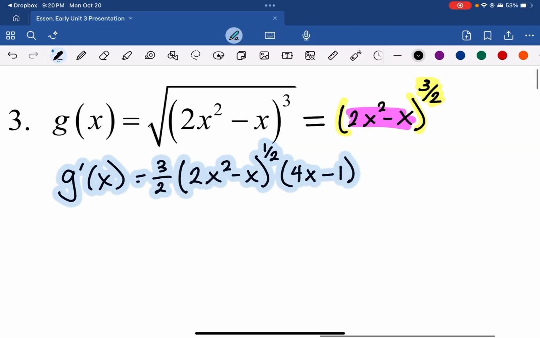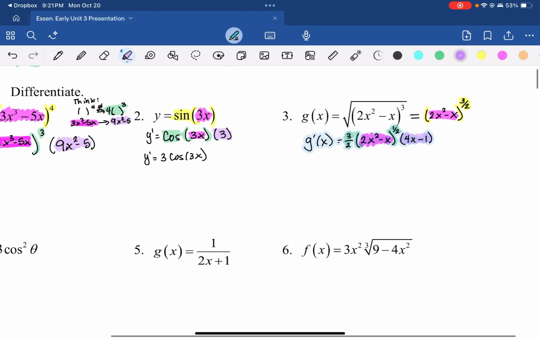Okay, I'm going to color code that. There's our inside, derivative of my outside, and the derivative of the inside.